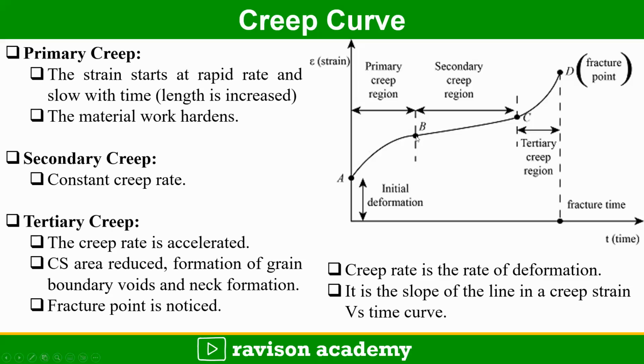After that, from B to point C, it is termed as secondary creep region, where we can expect a constant creep rate up to C. From C to D, we can tell it as a tertiary creep region. The cross-sectional area is reduced and grain size is changed and voids are formed, neck is formed, and finally the fracture point D is noted.